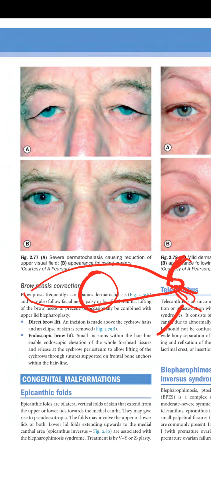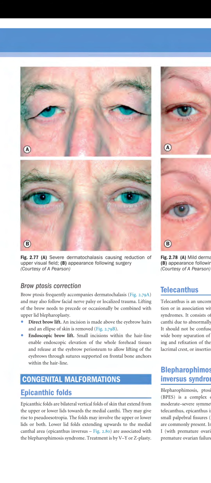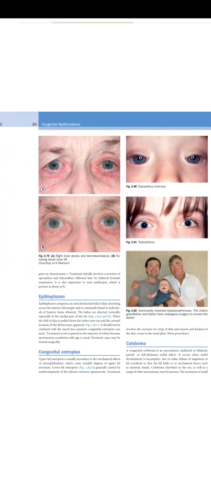When it's from the lower portion, it is called epicanthus inversus. Epicanthal folds are bilateral vertical folds of the skin that extend from the upper and lower lids towards the medial canthi. They may give rise to pseudo-esotropia. The fold may involve the upper or lower lids or both. Lower lid folds extending upward to the medial canthal area, epicanthus inversus, are associated with blepharophimosis syndrome. Treatment is with Y-V or Z plasty if necessary.